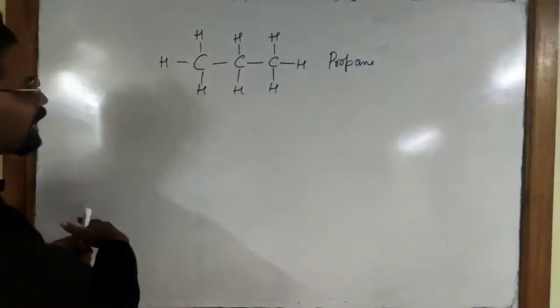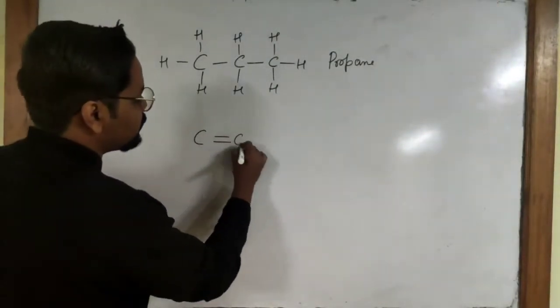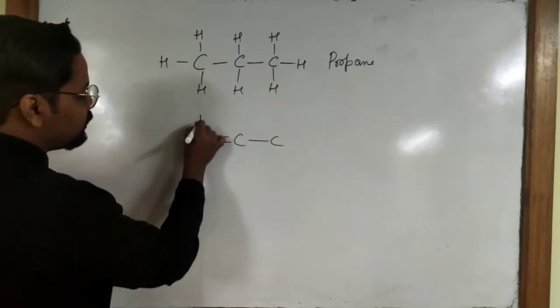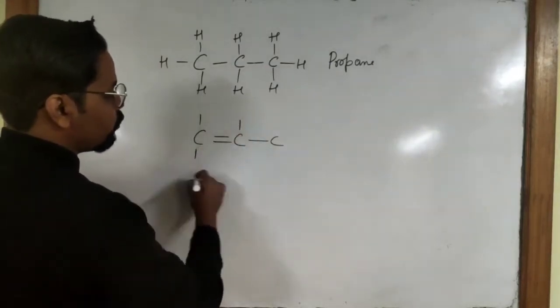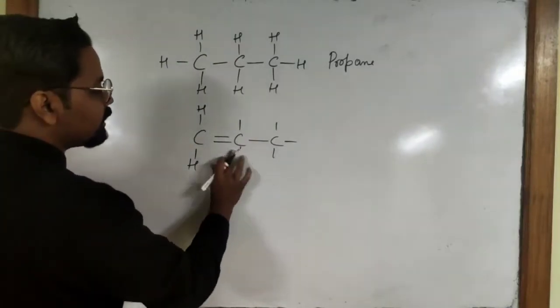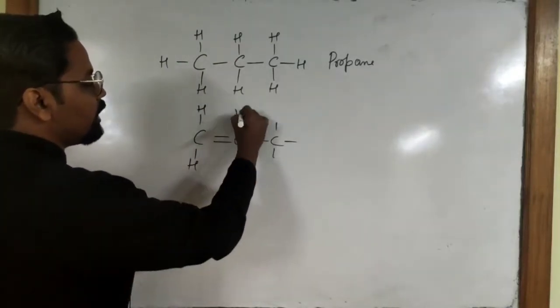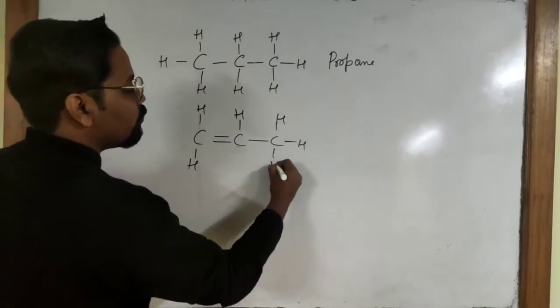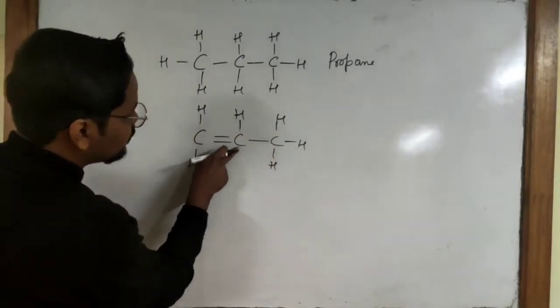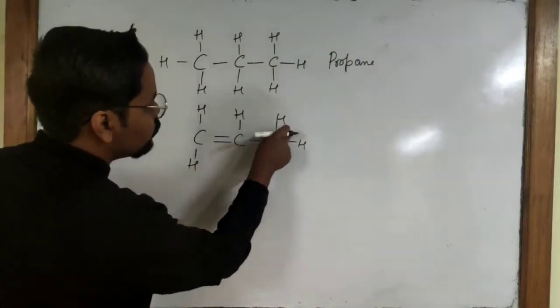Now let's look into an unsaturated one. Suppose this carbon has a double bond structure. So now it has 2 arms, plus 3, 4 arms. I hope you are understanding the calculations that I am doing here. Every carbon must have only 4 arms, not less, not more. So this carbon is 1, 2, 3, 4. This carbon is 1, 2, 3, 4. This carbon is 1, 2, 3, 4.